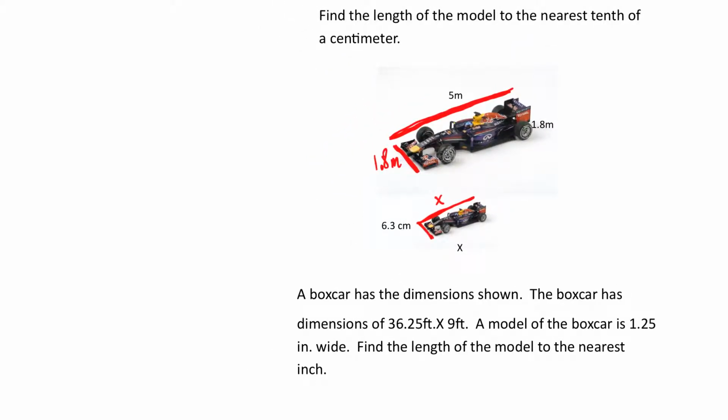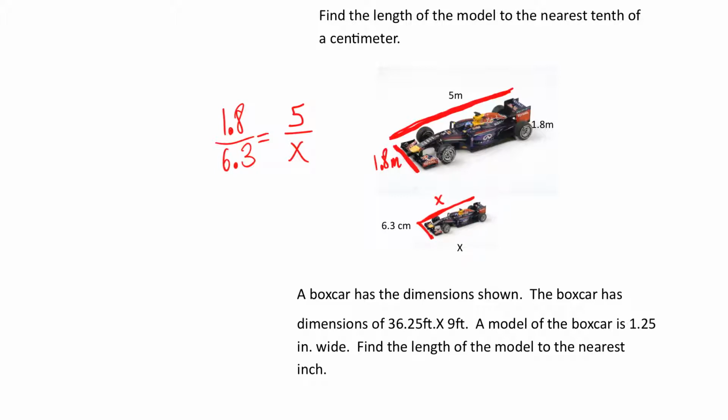Okay, so the 1.8 goes to what number? 6.3. So the 1.8 is to the 6.3 as x is to 5. Okay, and we've got to make sure we go in the same order. See how the 1.8 was the top number here? The number that's on the same one has to be the same one here. They have to match up. So this is to this as this is to this. And then we just solve from there.